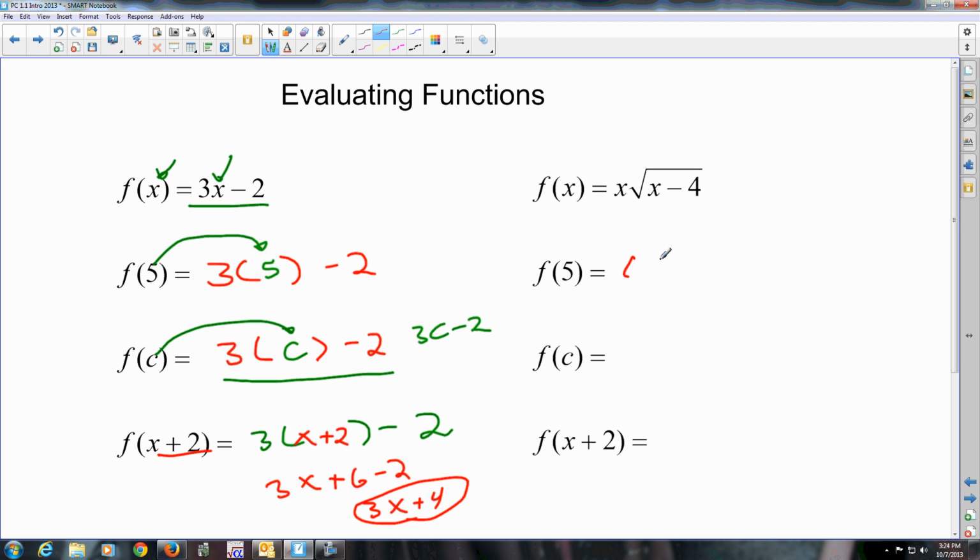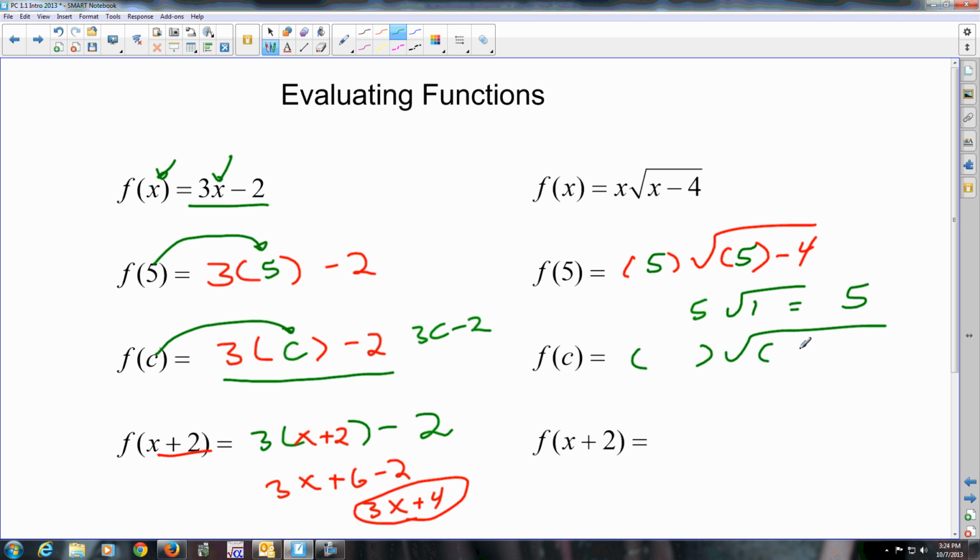Continuing with that idea, put parentheses in place of the variable, and then fill into it whatever is inside that parenthesis. 5, 5. So your answer would be 5 square root of 1, which is 5. If the value is c, parenthesis minus 4, and then fill into it a c, so it's c square roots of c minus 4. If it's x plus 2, doesn't matter. Put parentheses in place of the variable, and then fill in whatever is inside that parenthesis.